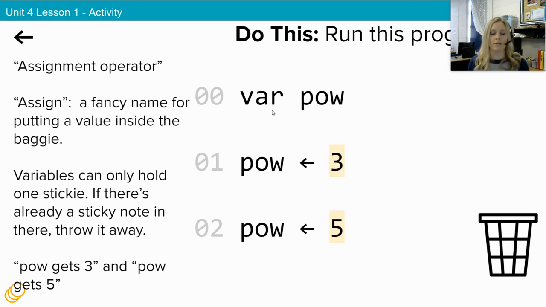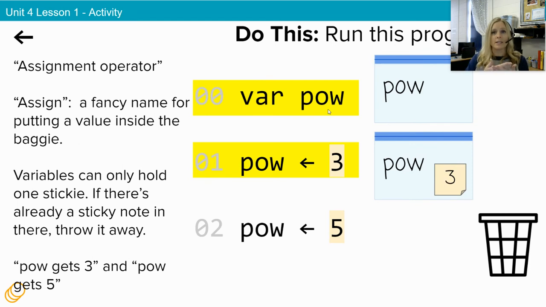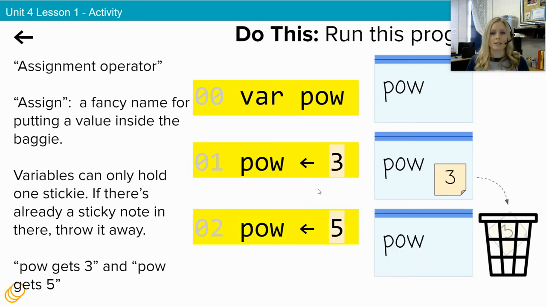Now here's how we would assign a value to our variable, to our baggie. We start out again, var POW. That's creating that baggie called POW. Next, we're going to assign it with a value of 3. We would say POW gets 3. This is called an assignment operator. Next line, the very next line says POW gets 5. Well, in code, that means we completely throw away the previous value and we give it a totally new value. Nobody cares what that old value was anymore, ever. But from here on out, it will be 5.